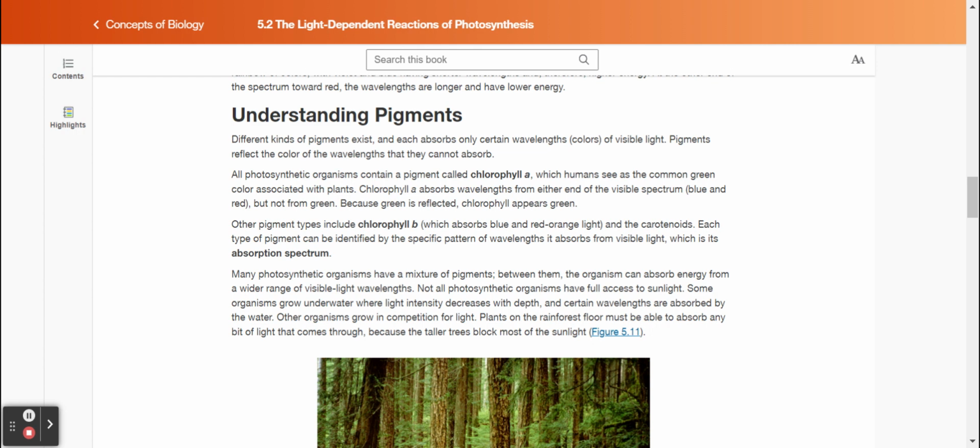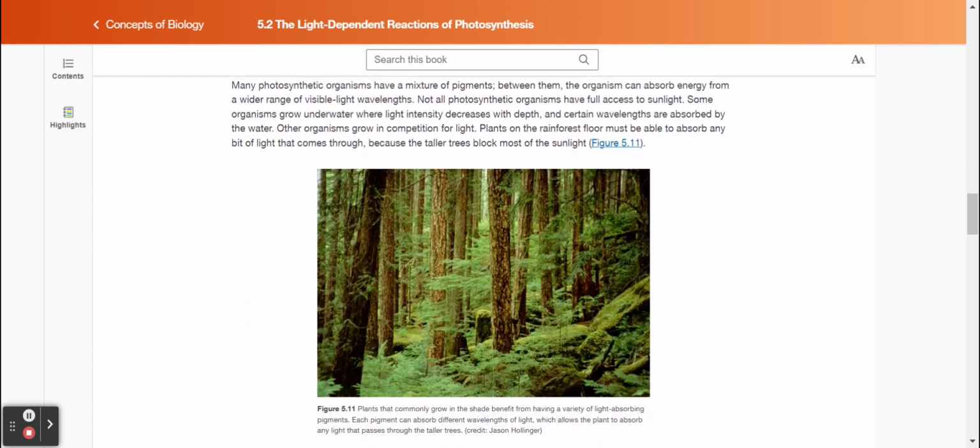Other pigment types include chlorophyll b, which absorbs blue and red-orange light, and the carotenoids. Each type of pigment can be identified by the specific pattern of wavelengths it absorbs from visible light, which is its absorption spectrum. Many photosynthetic organisms have a mixture of pigments. Between them, the organisms can absorb energy from a wider range of visible light wavelengths.